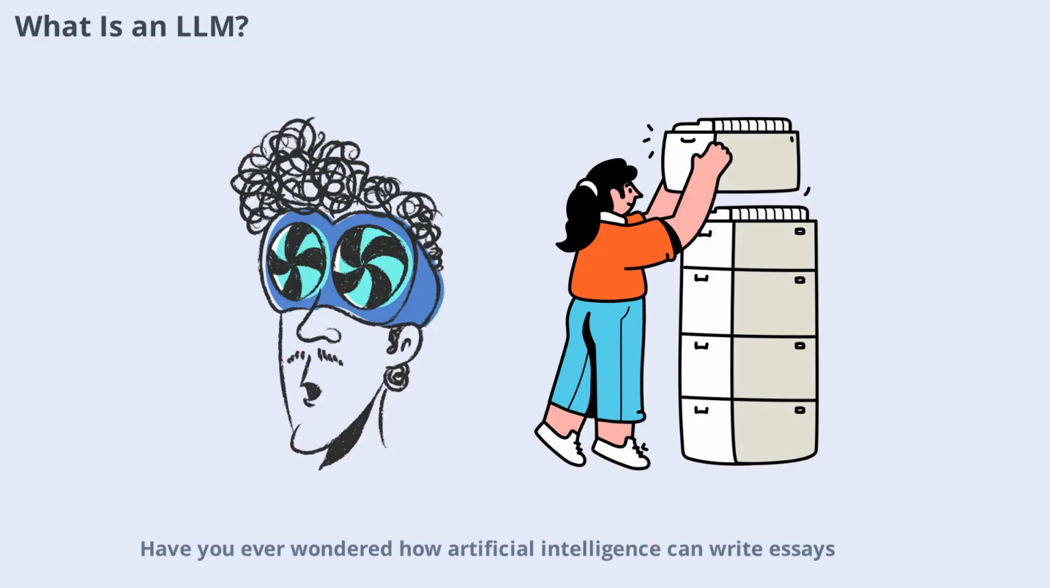Have you ever wondered how artificial intelligence can write essays, answer your questions, or even chat with you just like a real person? The secret behind these amazing abilities is something called a large language model, or LLM for short. In this video, we're going to break down what an LLM is and how it works, all in simple terms. Whether you're curious about the technology behind your favorite AI tools or just want to understand the basics, you're in the right place. Let's dive in and explore the world of LLMs together, starting with the basics.